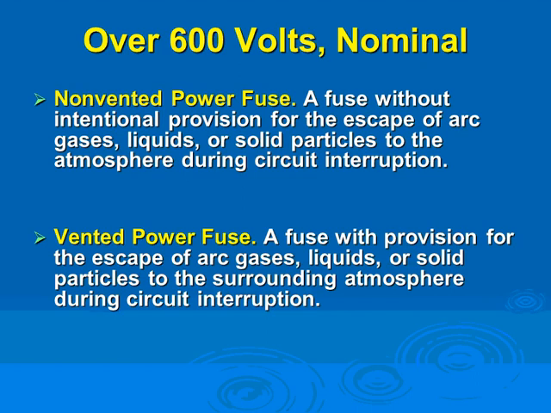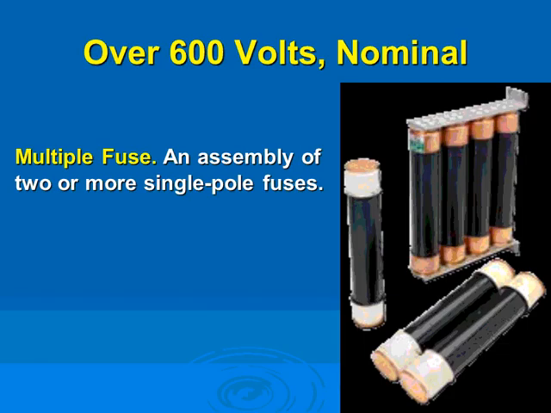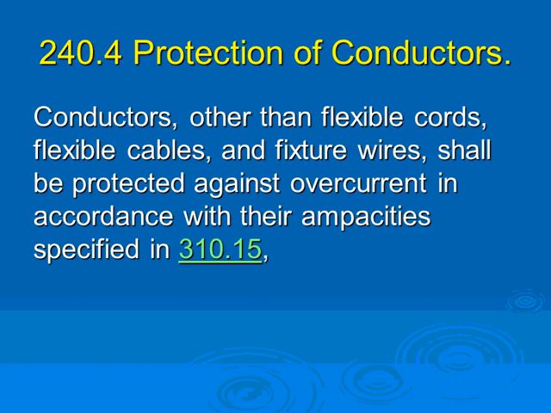Non-vented power fuse is without intentional provision for the venting, escaping of all the stuff to the atmosphere. Vented power fuse allows this stuff to go into the atmosphere. Power fuse unit is the fuse and all that goes into it, and the unit that you mount it on. Multiple fuse assembly is two or more fuses. We can parallel fuses, believe it or not. Okay, so that's basically it in terms of the high voltage.